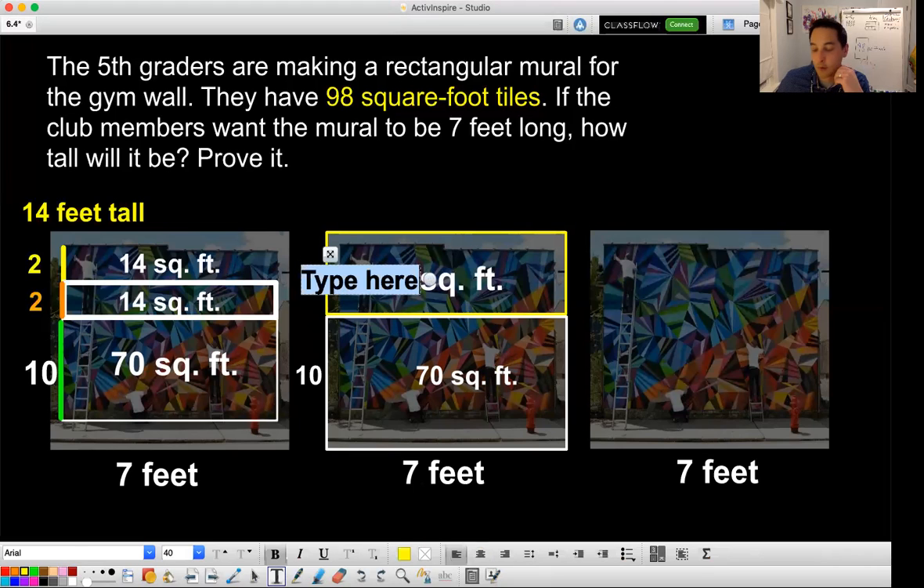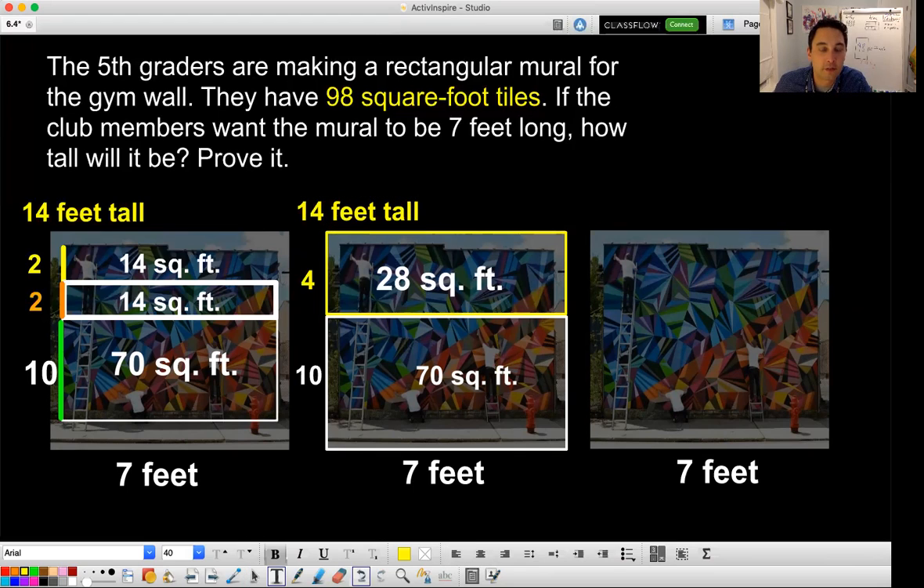Then you might know that this is just 7 feet wide and 4 feet high, which will give you an area of 28 square feet. If I do 10 plus 4, that's going to get me 14 feet tall.